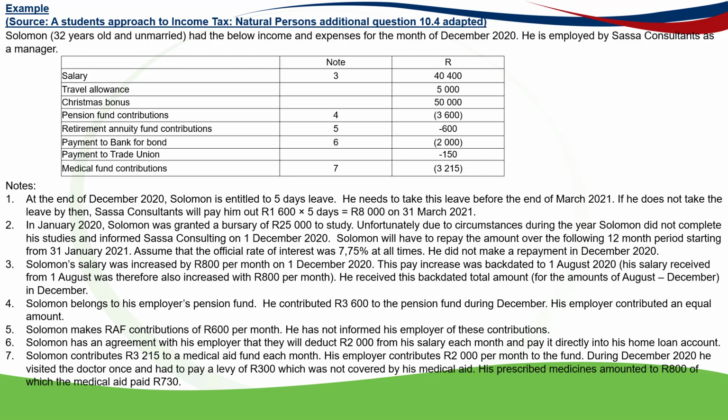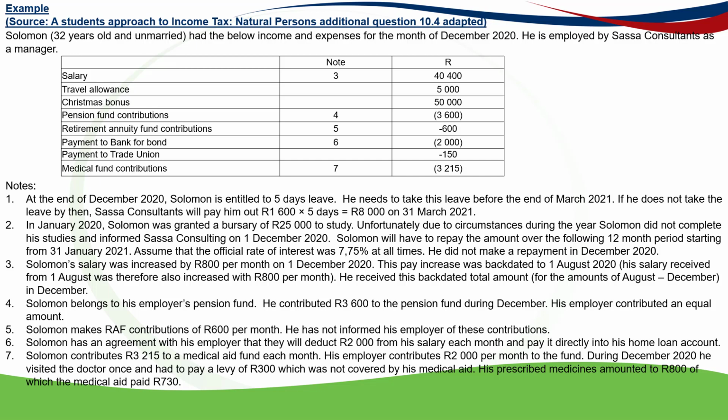Solomon belongs to his employer's pension fund. He contributed 3,600 to the pension fund during December. His employer contributed an equal amount. Solomon makes retirement annuity fund contributions of 600 per month. He has not informed his employer of these contributions. Solomon has an agreement with his employer that they will deduct 2,000 rands from his salary each month and pay it directly into his home loan account.